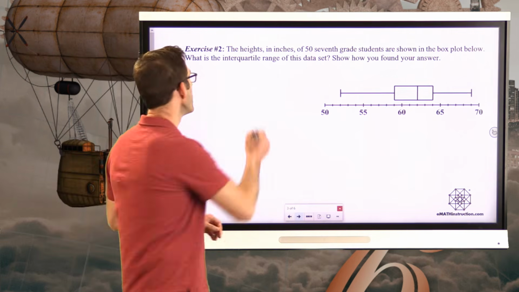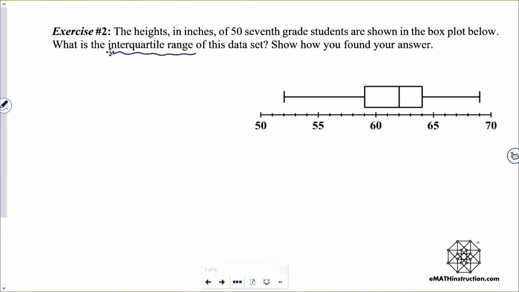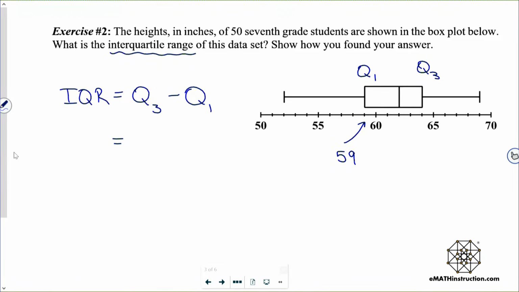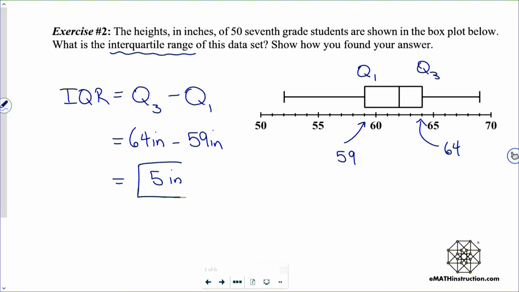All right, let's do it. Well, the interquartile range, as we talked about in the last lesson, sometimes it's abbreviated as the IQR. The interquartile range is always the third quartile value minus the first quartile value. So for us, the first quartile value is the beginning of the box. That's right here, and this is scaled in ones, not two this time. The third quartile value is where the box ends. That's right here, and that's at 64. So that's going to be 64 inches minus 59 inches, so the interquartile range is 5 inches.